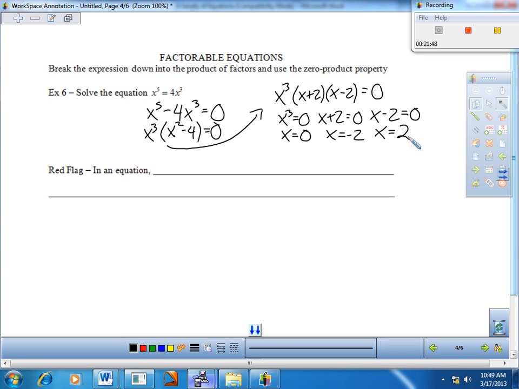Now, here guys, I will tell you, all 3 work. We didn't change anything here. We just set it to 0 and we solved. So don't worry about extraneous solutions on these polynomials, really only on the radical equations. And that's it. And by the way, if you put 0 back in, it works. If you put negative 2 back in, it works. And if you put in 2, it works.